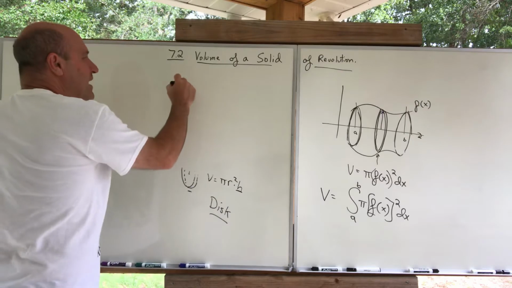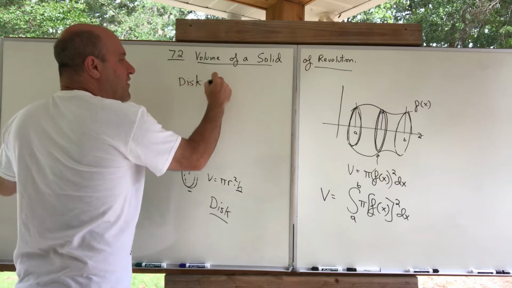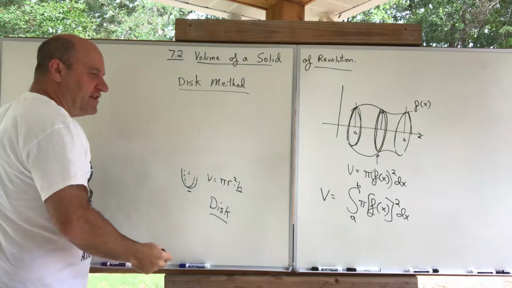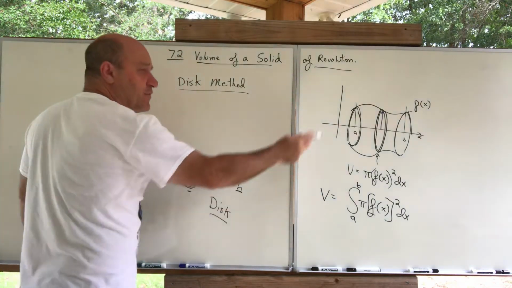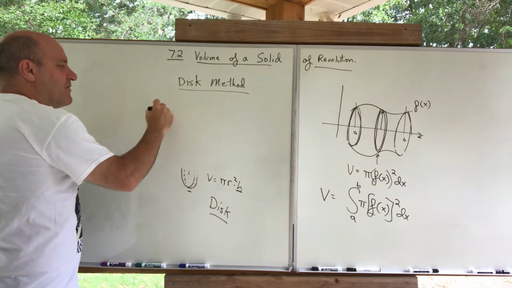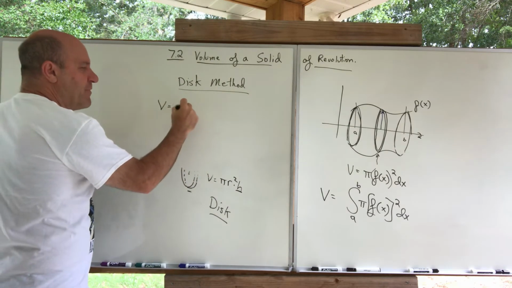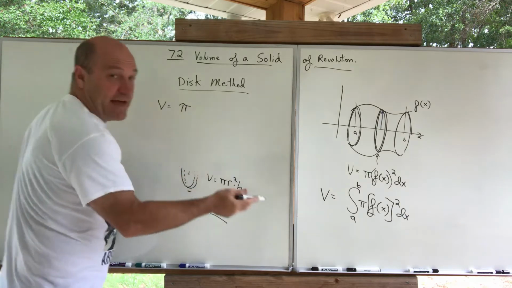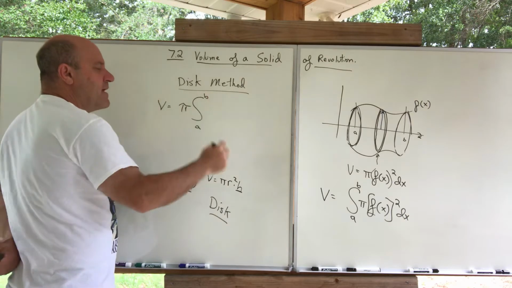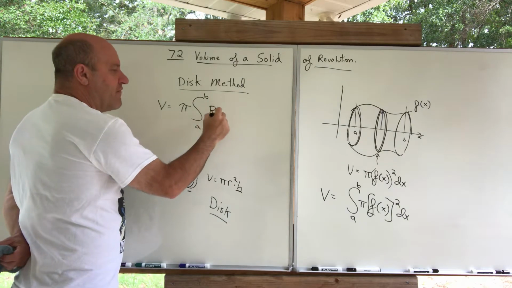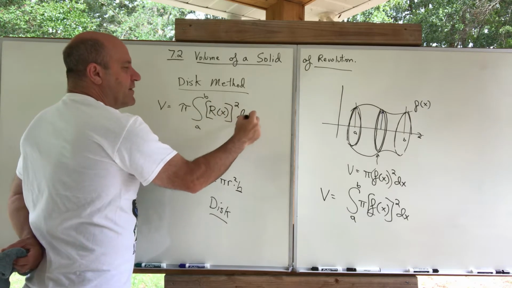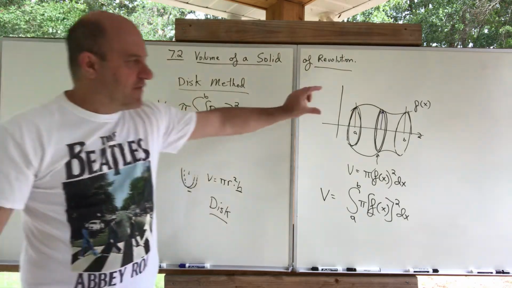Officially, what we're talking about here is the disk method for finding volume. And the way it's presented in the book, the volume is pi, they pull the pi out in front of the integral. Pi is a constant, you can pull it out in front of the integral. You have an integral from A to B, and they call it r of x. They call that function r of x because it's a radius squared.